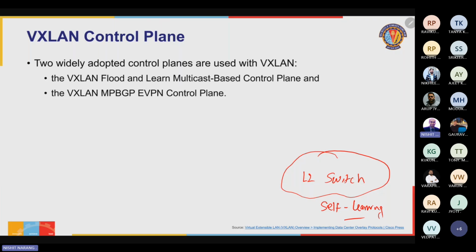The other method of learning about reachability is to have an explicit routing protocol. Now, which method is better?